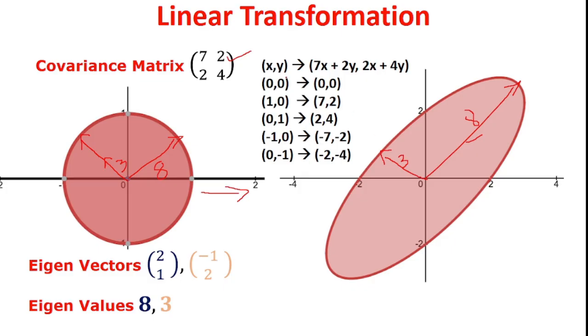For example, if we consider x comma y as 0 comma 0, then 7x plus 2y, 2x plus 4y becomes again 0 comma 0. The point 1 comma 0 on the left hand side is transformed to 7 comma 2.